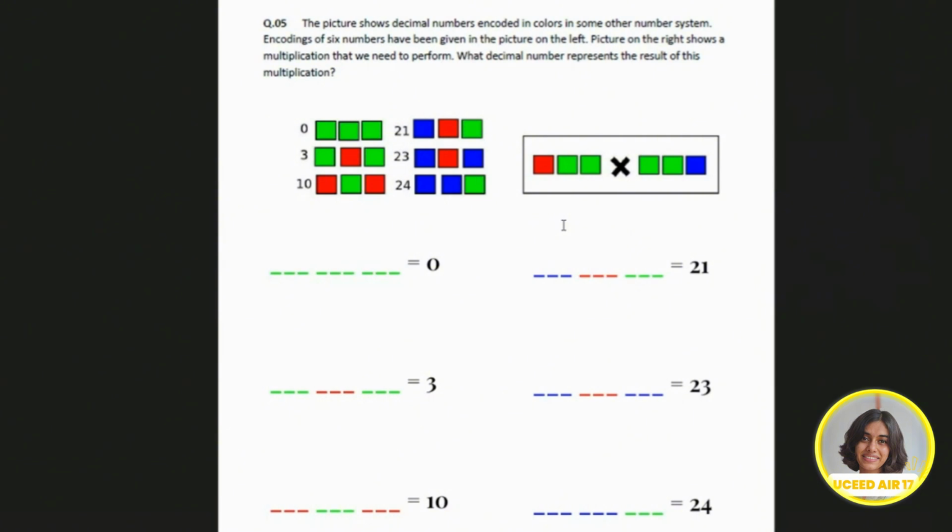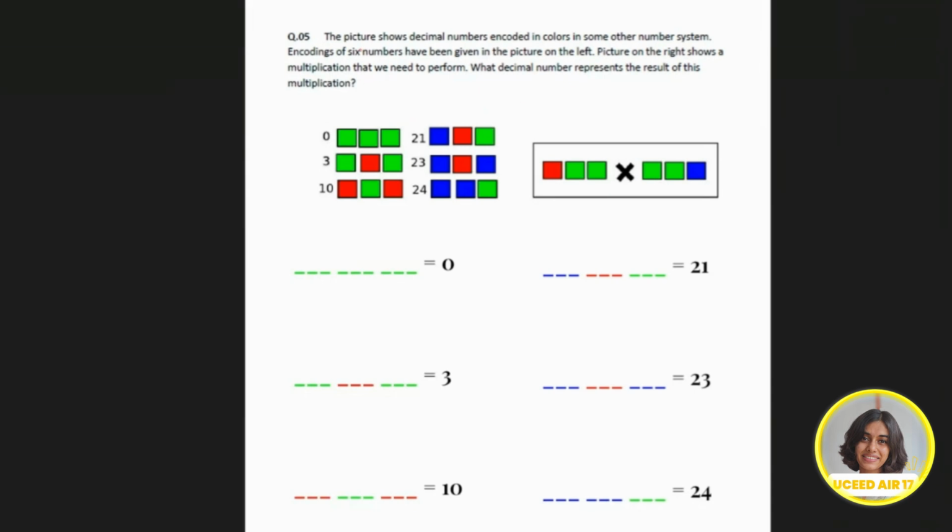So this question, I don't know why students keep asking me for solving this. That's why I'm taking this right now. The picture shows decimal numbers encoded in colors in some other number system. Encodings of six numbers have been given in the picture on left. Picture on the right shows a multiplication that we need to perform. What decimal number represents the result of this multiplication?